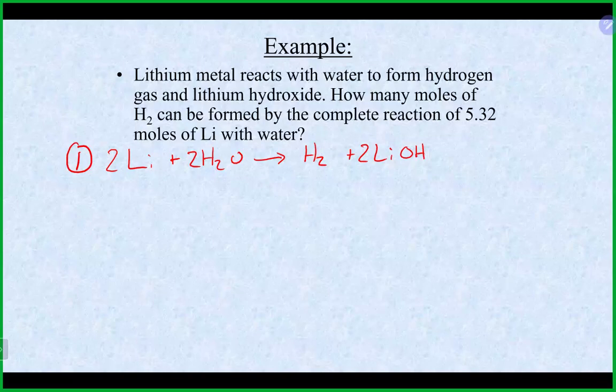Now that we've done that, we want to think about what was given to us. We want to know how many moles of H2, so we eventually want to get here, but we are starting with 5.32 moles of Li. So the second step along the way is to convert whatever they gave us into moles. So we want to convert to moles.